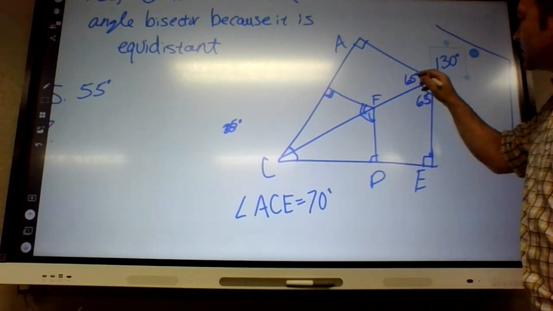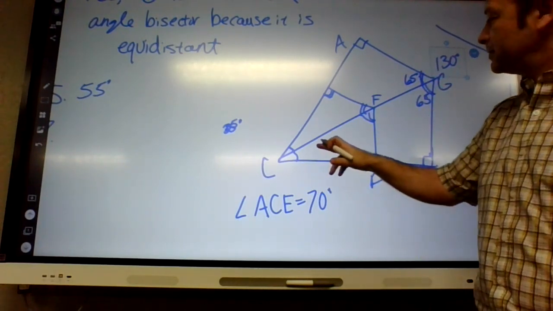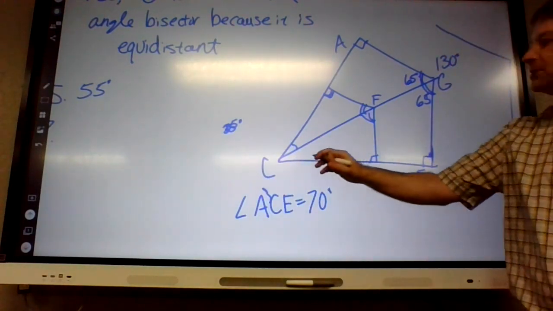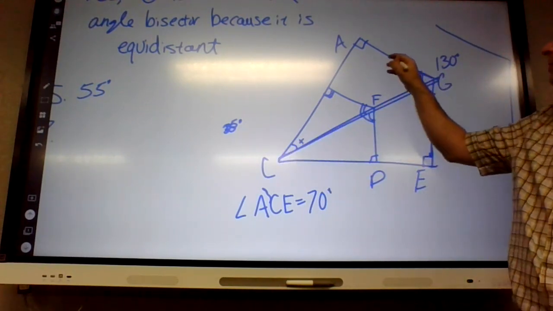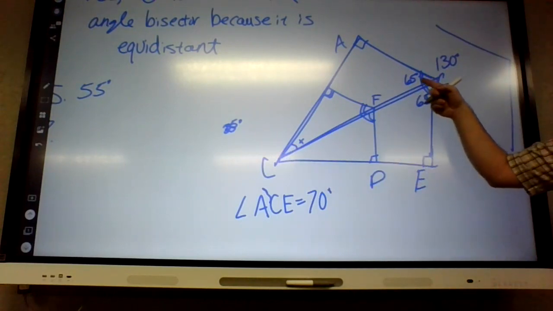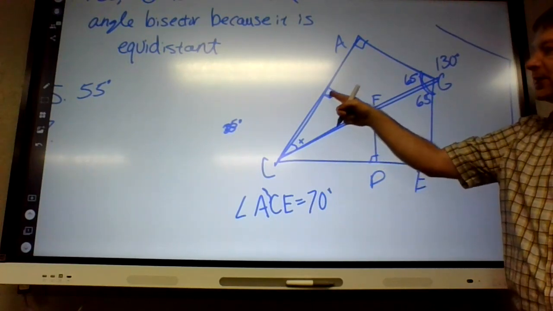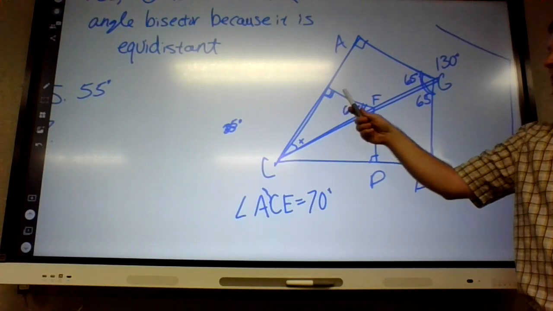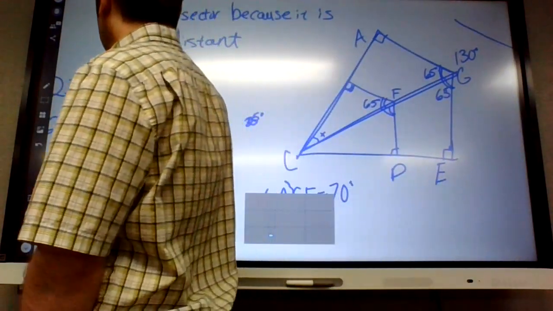Okay, what are they actually asking for though? ACF. So that would be one of these little guys. Alright, you guys see how we can find this thing? Okay, you can just look at this big triangle. This is 65. You could say this is 65. That is true. But 180 minus those two. 90 plus 65 is 155. So 180 minus 155 is 25.